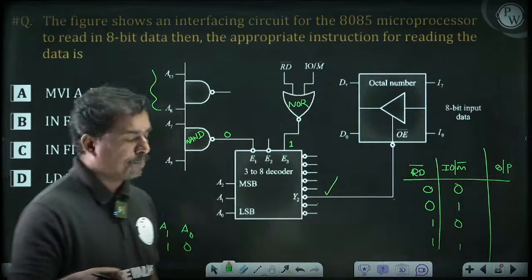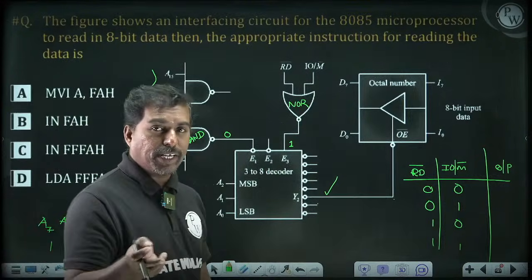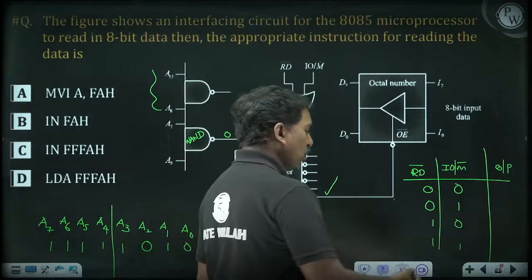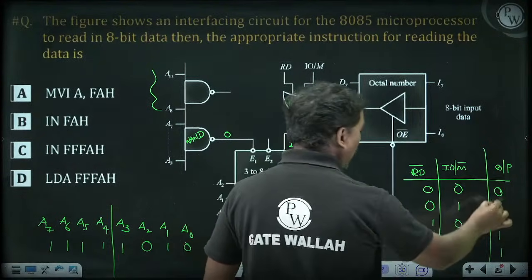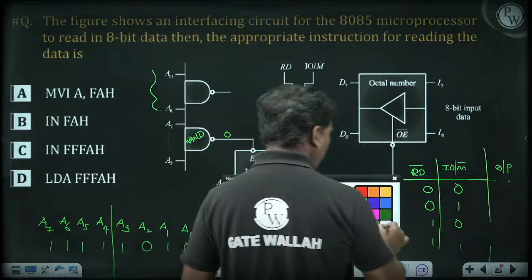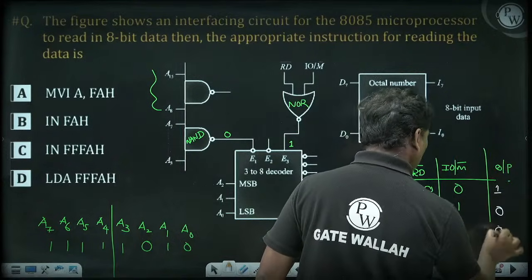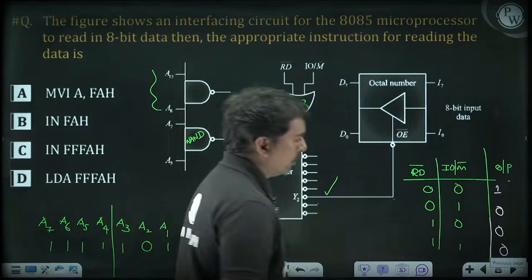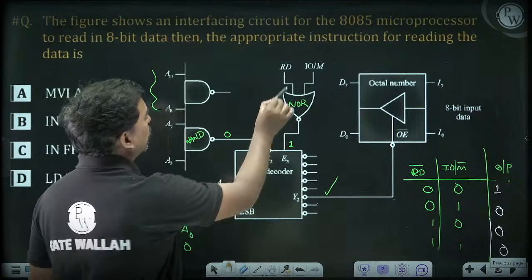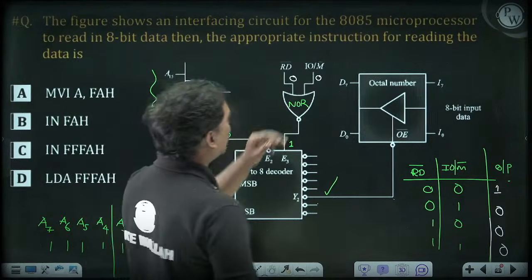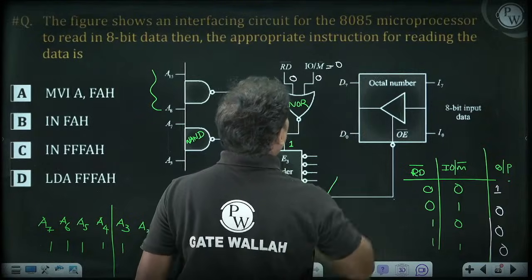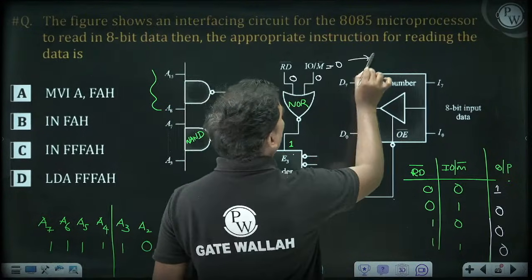Think over it. If you are taking an OR gate, any one of the inputs being 1 makes the output 1. This is for the OR gate. But for NOR gate, quite the opposite. So this will be 1, this will be 0, this will be 0, this will be 0. That means both are 0 0. IO/M bar is equal to 0. Very interesting. IO/M bar is equal to 0, that means it's a memory related operation.